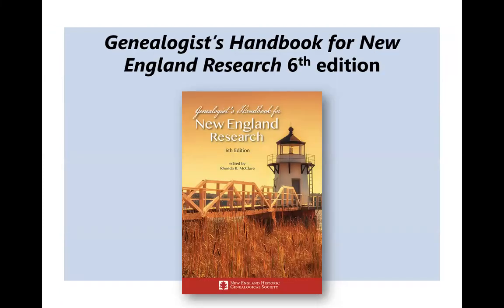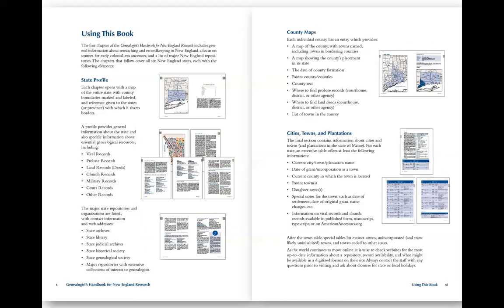So how do you figure out what applies to your own personal research? I would recommend that you begin with the Genealogist's Handbook for New England Research. What you see in front of you is the cover of the 6th edition, edited by New England Historic Genealogical Society's senior genealogist, Rhonda R. McClure, and will be released at the end of the year. So let's take a quick peek at the book.